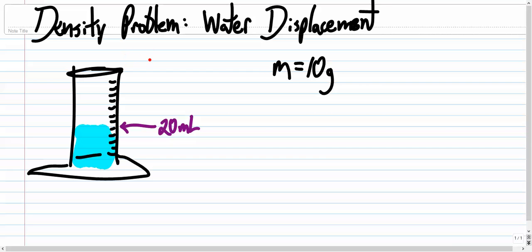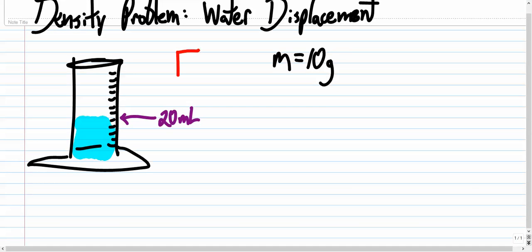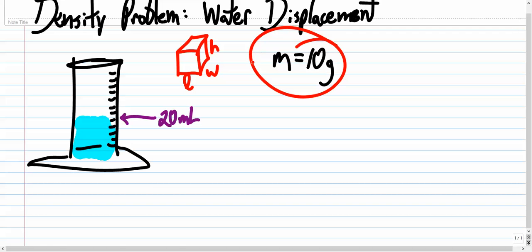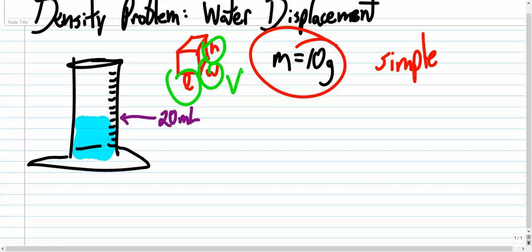Alright, so let's say you have a rectangular object and you want to find the density of it. And if I give you the length, the width, the height, and the mass, this problem is pretty easy, right? Because you just multiply length, width, and height. That gives you your volume. And then density is the mass divided by the volume, and you're done. So that's not what this video is about.